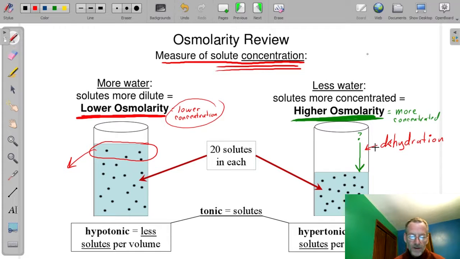So the bottom portion of the figure is the review of this idea of tonic and tonicity, if you will. So tonic is referring to the solutes. So more solutes, more tonic. More solutes, hypertonic on the right.